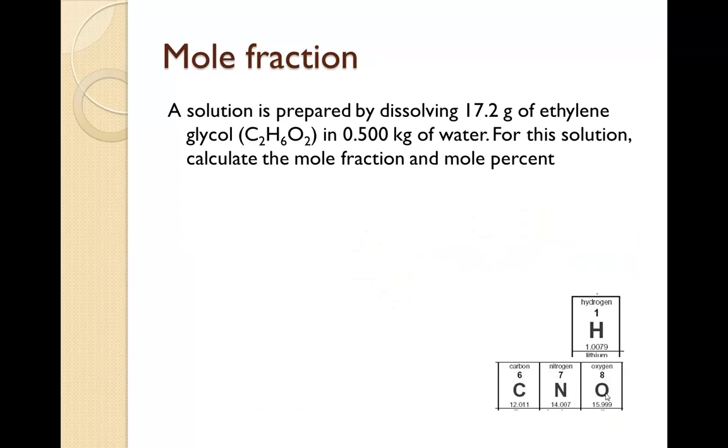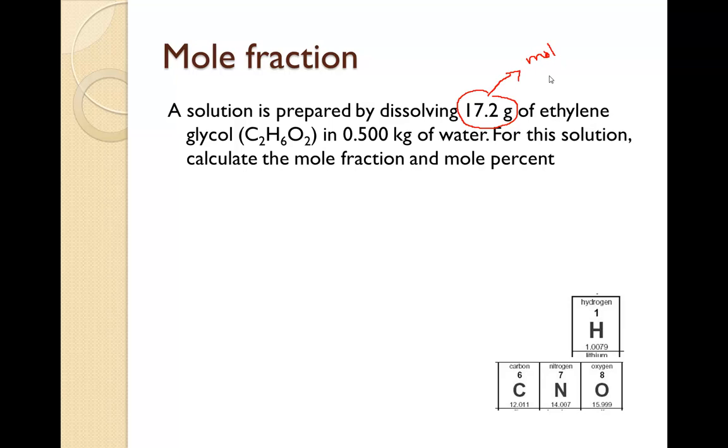Let's do a practice problem with this. A solution is prepared by dissolving 17.2 grams of ethylene glycol, C2H6O2, in 0.5 kilograms of water. For this solution, calculate the mole fraction and the mole percent. So we have grams here. That's our solute. We're going to change this over to moles.